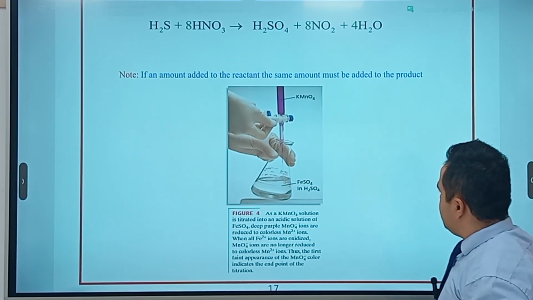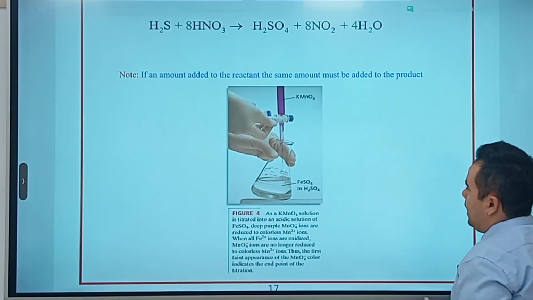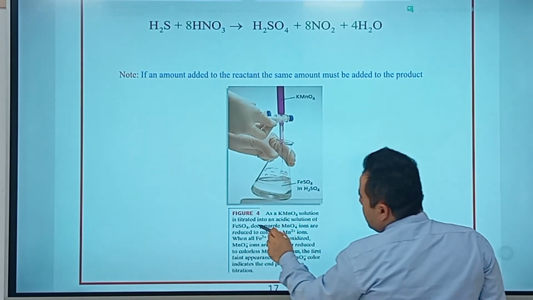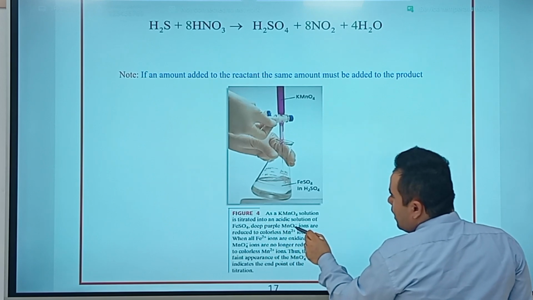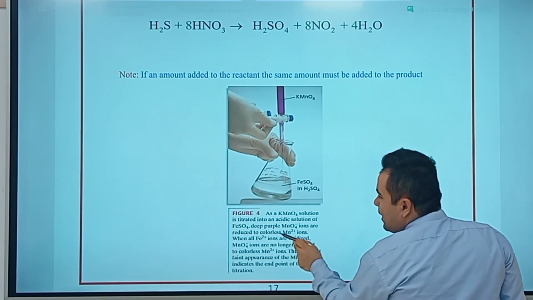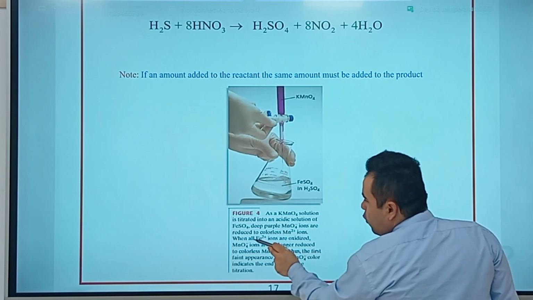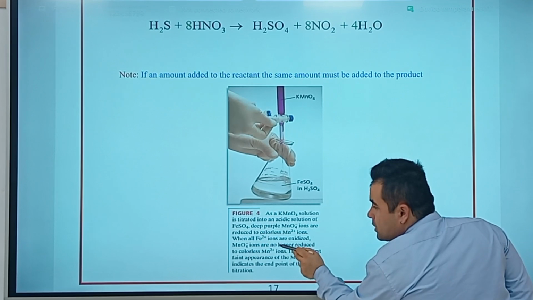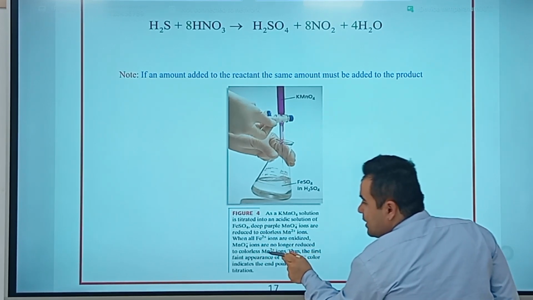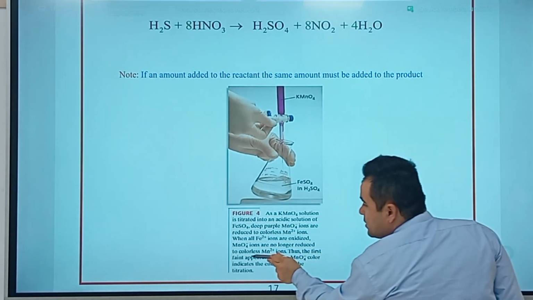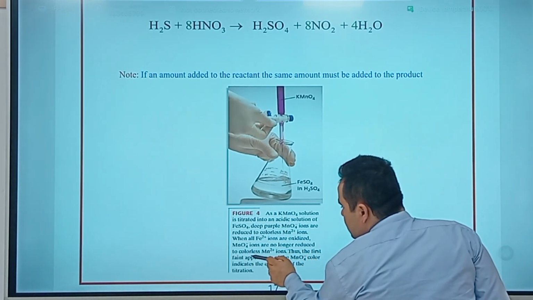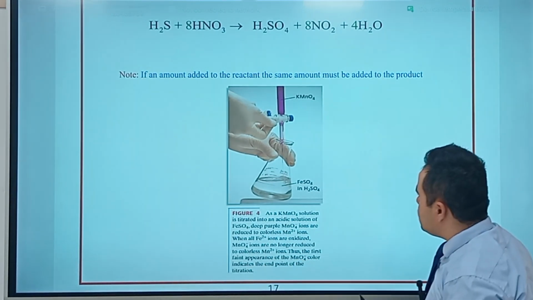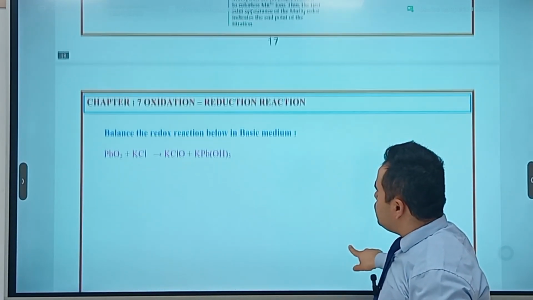This is a figure that represents the reaction of KMnO4 titrated with an acidic solution of FeSO4. The purple MnO4 ions are reduced to colorless Mn positive 2 ions while Fe positive 2 ions are oxidized. When all Fe positive 2 ions are oxidized, MnO4 negative ions are no longer reduced to colorless Mn positive 2 ions. Thus, the first appearance of the MnO4 negative color indicates the end point of the titration. That's the explanation for the figure.